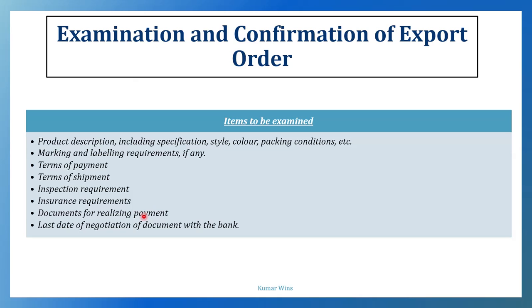Once this export order is examined and confirmed that okay, export order is okay and in accordance with the contract, the next step is manufacturing and procurement of goods. I have not mentioned anything about this manufacturing or procurement of goods because basically it's the internal process, but I would like to discuss in short how this process of manufacturing and procuring goods is performed by the export firm.